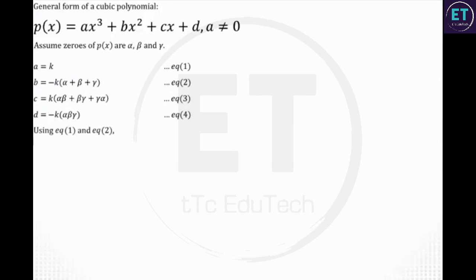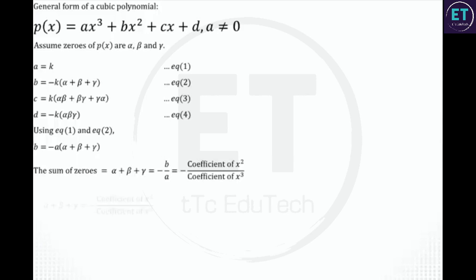Using equation 1 and 2, we get the sum of zeros is equal to minus b divided by a. Here b is the coefficient of x squared and a is the coefficient of x cubed. Therefore, this equation defines the relationship between the sum of zeros and the coefficients of the cubic polynomial.